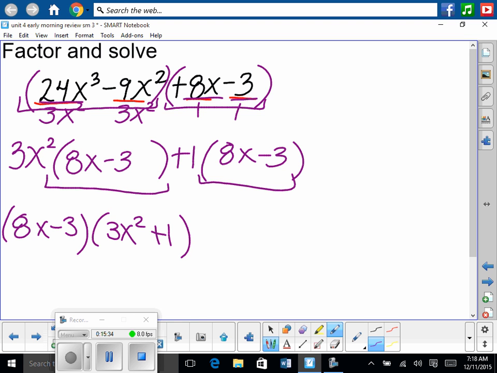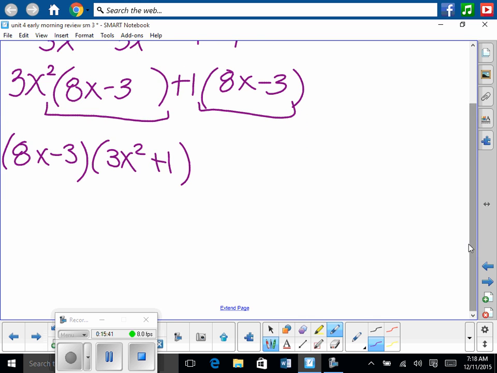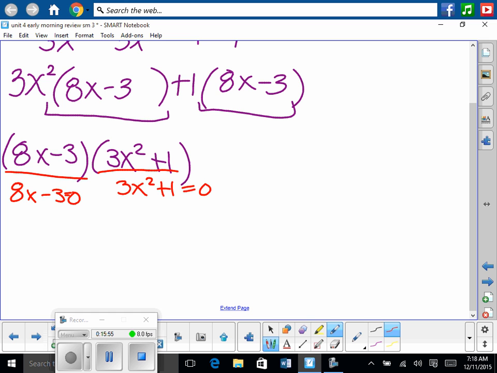Now you have to solve it. Well, what's the point of factoring? Like, why the heck do we learn factoring? It's so we can solve for our x values. Now, the whole point of factoring is so we can set each factor equal to 0 and solve. So I'm going to set 8x minus 3 equal to 0, and I'm going to set 3x squared plus 1 equal to 0. Set each factor equal to 0 and solve.